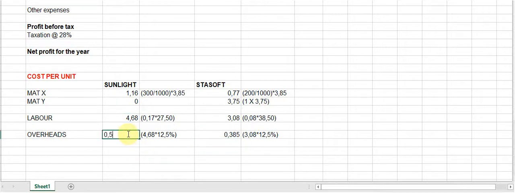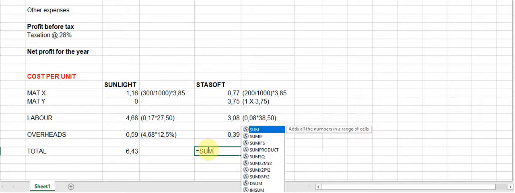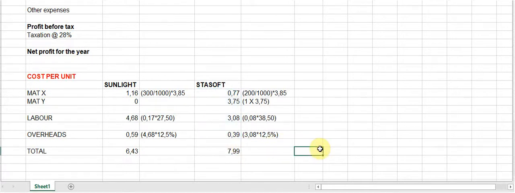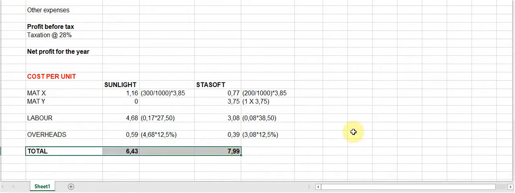So this will be 0.59, and this one will be 0.39. Just to stick to the rounding rule so that everybody's on the same page. I'm going to get to the total per unit. So this is now the cost to make 1 unit, by adding everything together. So the cost per unit for Sunlight is R6.43, and for Stasoft it's R7.99. Right, so now we have also scored that mark.